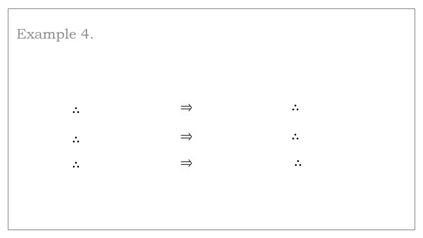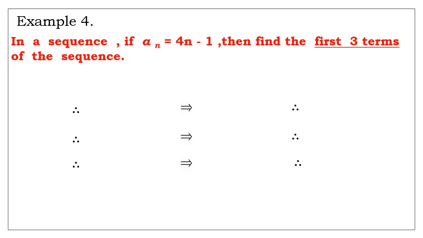Now take example 4. In a sequence, if an equals 4n minus 1, then find the first 3 terms of the sequence. Here the sequence is an equals 4n minus 1. Now what are we required? We are required first 3 terms. Here first 3 terms is nothing but a1, a2, a3. We require these 3 terms, that is a1, a2 and a3.